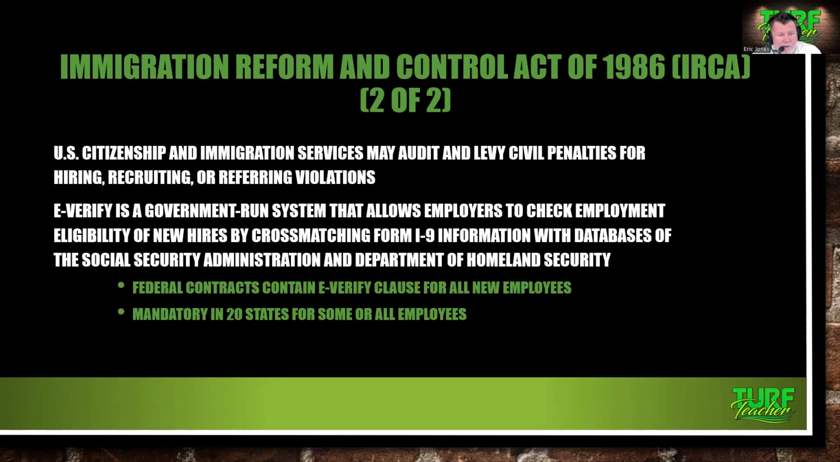U.S. Citizenship and Immigration Services may audit and levy civil penalties for hiring, recruiting, or referring violations. E-Verify is a government-run system that allows employers to check employment eligibility of new hires by cross-matching Form I-9 information with databases of the Social Security Administration and Department of Homeland Security. Federal contracts contain E-Verify clauses for all new employees, and it is mandatory in 20 states for some or all employees. So only 20 out of the 50 require E-Verify.